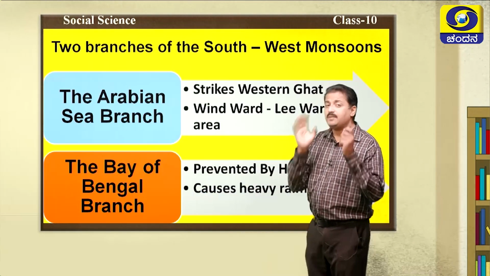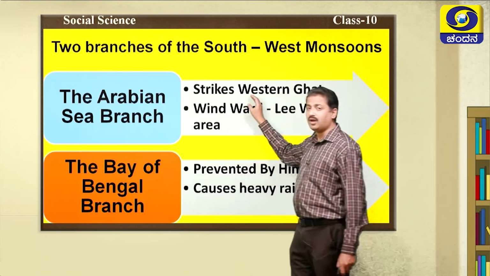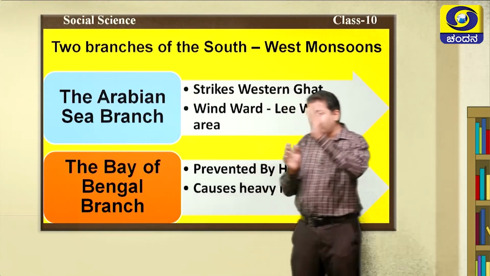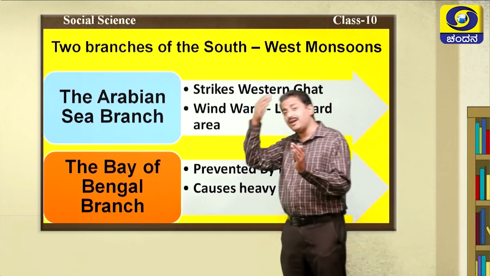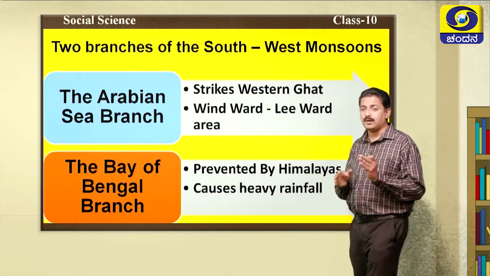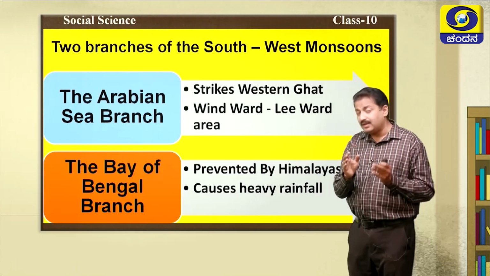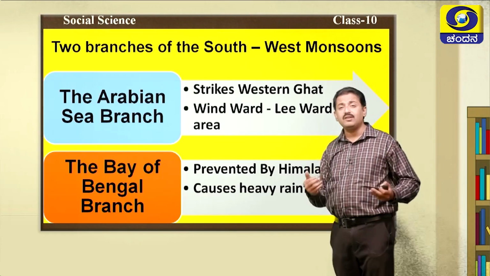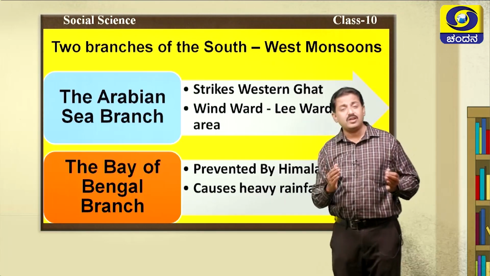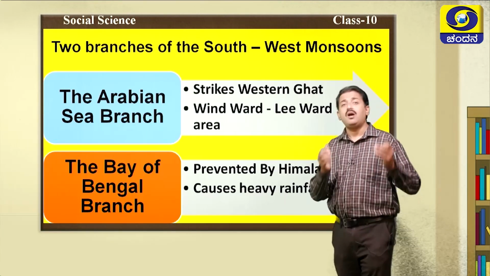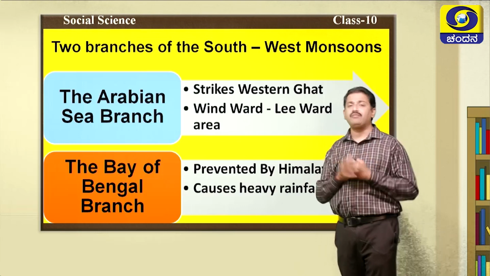Dear students, you keep this in mind, very important. Arabian Sea branch winds strike the Western Ghat and two areas are created. One is the windward area, that is the western side of the Western Ghat, and the leeward area, that is the eastern side of the Western Ghat. So, the windward area and the leeward area receive rainfall, but they differ in the amount of rain that they receive. The western side of the Western Ghat receives more than 500 centimeters of rainfall. For example, Agumbe and Hulikal of our Karnataka and many other places in the western side of the Western Ghat.